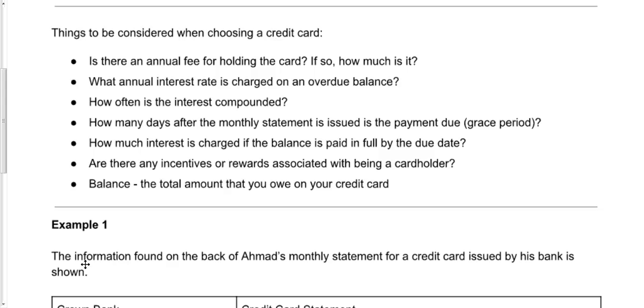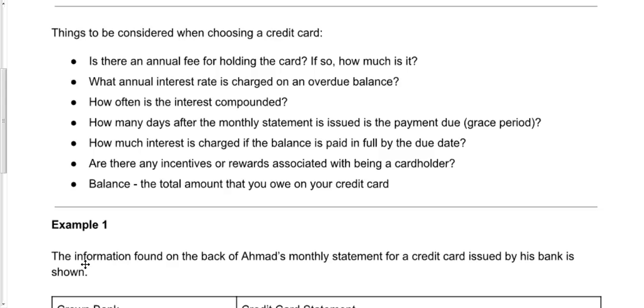And are there any incentives or rewards associated with being a card holder? This is the big draw, or one of the big draws to holding a credit card. You might earn points, you might earn cash back, you could earn things like air miles, you could earn some kind of reward points where you can eventually buy from a catalog of something like this. And then finally, you want to know what kind of balance you can hold. So what's the total amount of money that you owe on your credit card, and also what's the total amount of money that you can potentially borrow on your credit card as well.